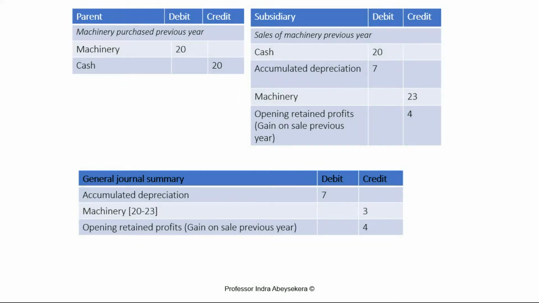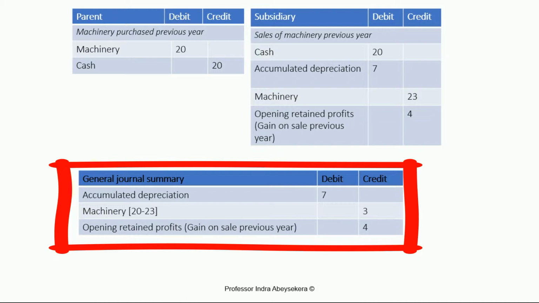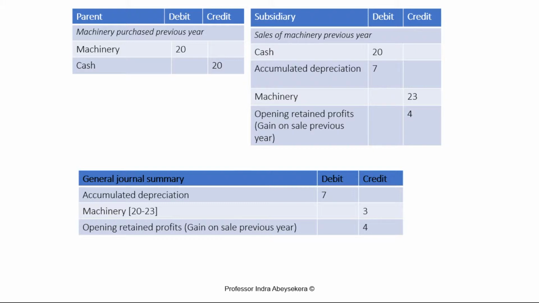When we combine these two transactions, we come up with a combined general journal summary, cancelling off cash: debit accumulated depreciation 7, credit machinery 3, and credit opening retained profits of 4. What it means here is that when we combine the entries, one entity made a profit of 4 in the previous period, and the other entity has recorded that profit as part of the overvaluation, which is 4. Debit of 7 less credit of 3.